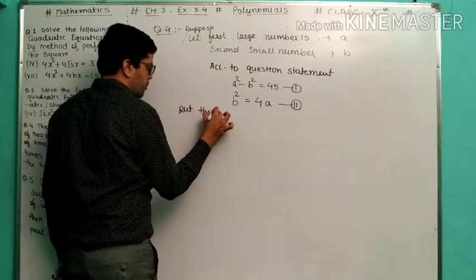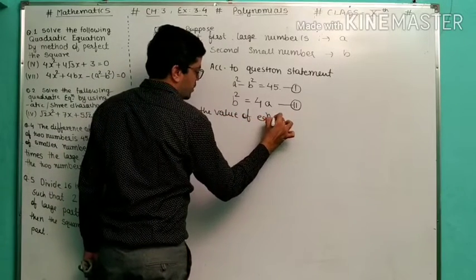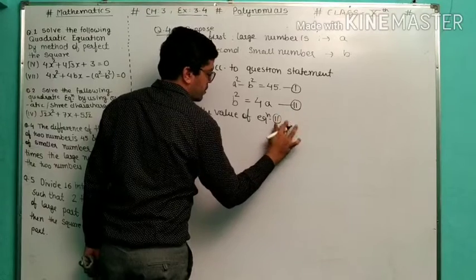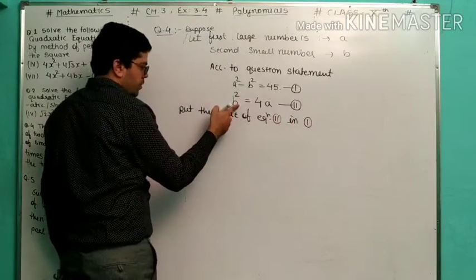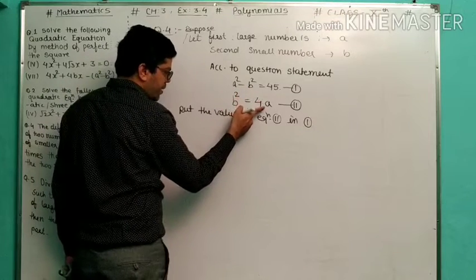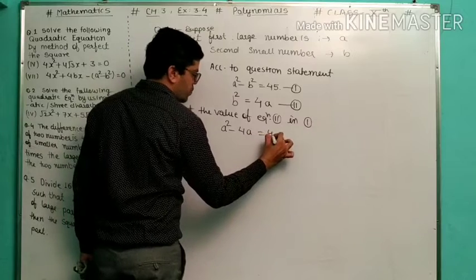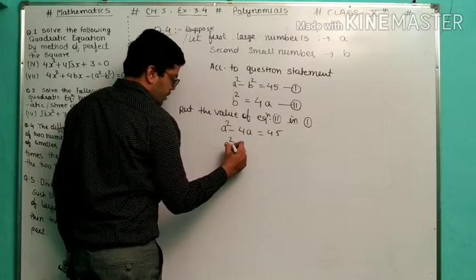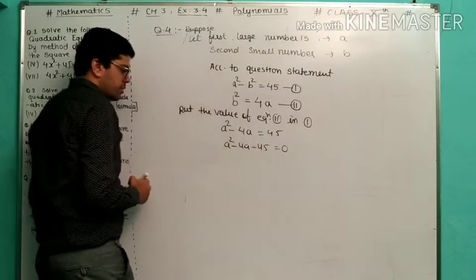Now put the value of equation number second in first. So the value of b square, b square is replaced by 4a. So a square minus 4a is equal to 45. a square minus 4a minus 45 is equal to 0.